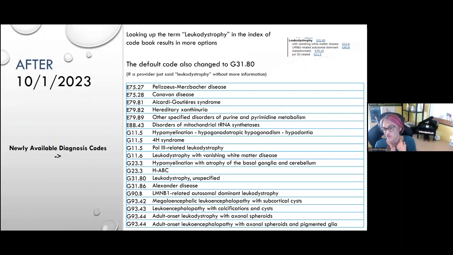So now when I go into the code book and I've got a documented diagnosis here in the record of leukodystrophy, when I look this up in the code book, I start to see more options available. First, if they just say leukodystrophy and no additional information, I'm going to find, as you mentioned, G31.80. But then we've got all these other codes available as well. Depending on how you look at this list, it may have more codes on it, because I also went through and looked at where some of these are potentially included in the same code as well.